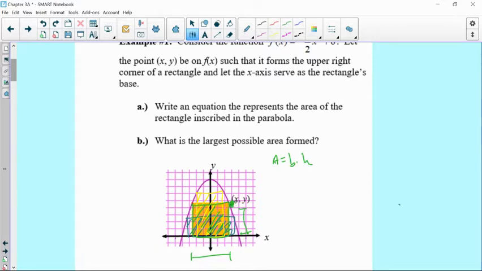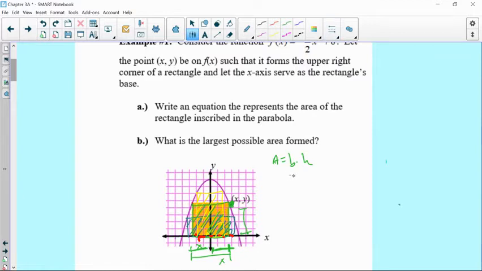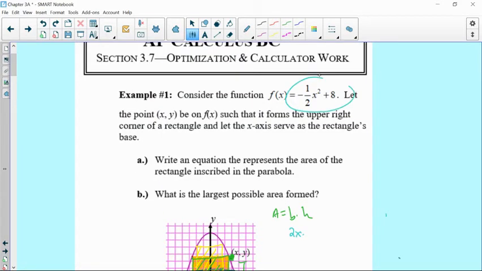And if we define it based on this arbitrary point (x, y), then this distance here is x, because I went to the right x, but it's symmetrical over the y-axis, so that distance also is going to be x. So together, the base of this rectangle will be called 2x. So I know the base is 2x and my height is y. But remember, every y value could be written as this particular function: negative 1/2 x squared plus 8.